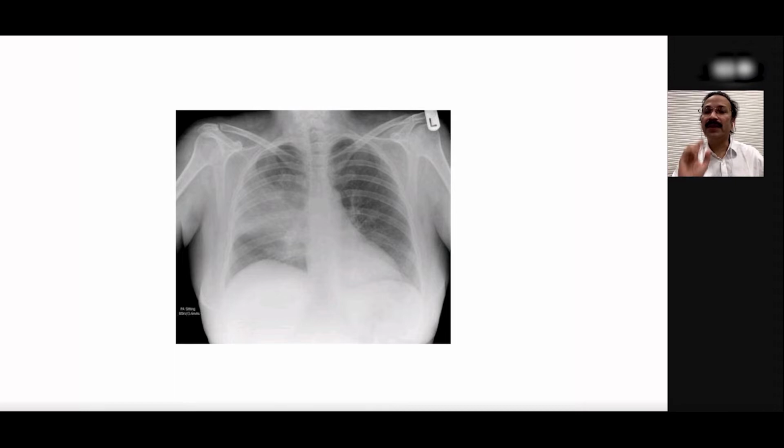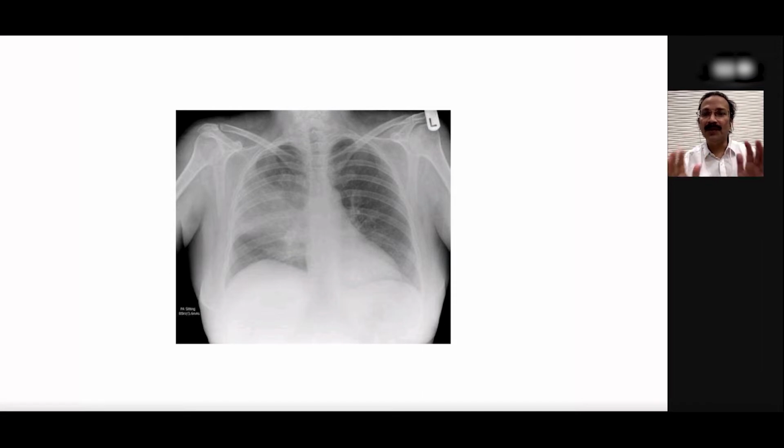Now let's see one more X-ray. I'm going to pause here for maybe 15 seconds for all of you to see this X-ray. And if you have seen the X-ray, then first of all compare the upper zones on either side, the mid zones on either side, and the lower zones on either side. If you have done that, then by now what you should have seen is that there is an opacity in the right upper zone and the mid zone as compared to the left side of the lung.